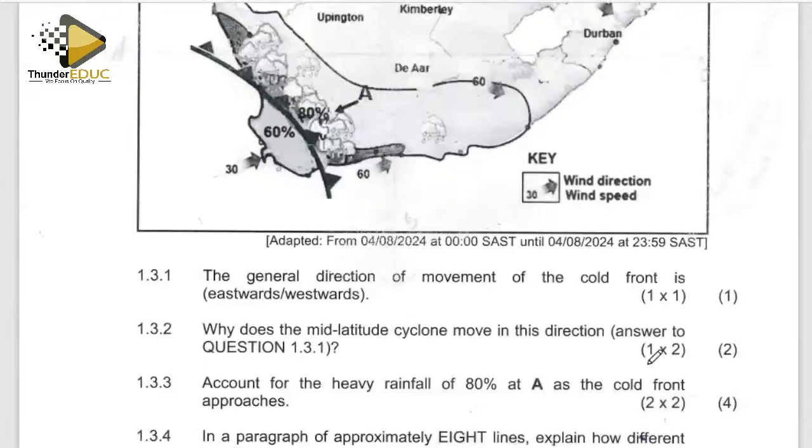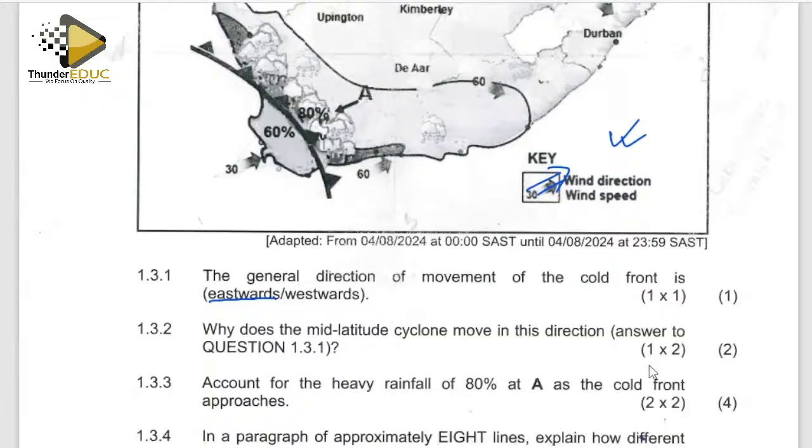Right, the first question is saying the general direction of movement of the cold front is. Right, you can check here on our indication of the wind direction on the key. We are seeing that it is going in that direction. So basically our cold front is moving eastwards. The movement direction of mid-latitude cyclones, of which the cold front is part, is that they move from the west going to the east. So it's an eastward movement direction.